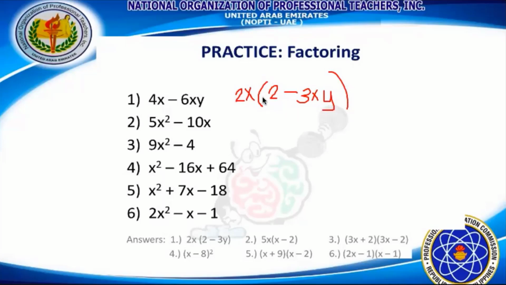Kasi kung i-multiply, ito yung kabaliktaran nung ginawa natin una kanina. Kung i-multiply mo yan, 2 times x is 4x. Tapos, ito naman, 2x times negative 3xy is negative 6xy. Yan. Finactor mo lang siya.